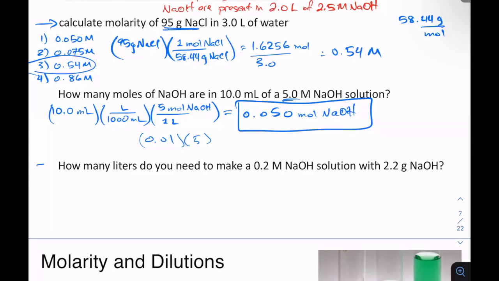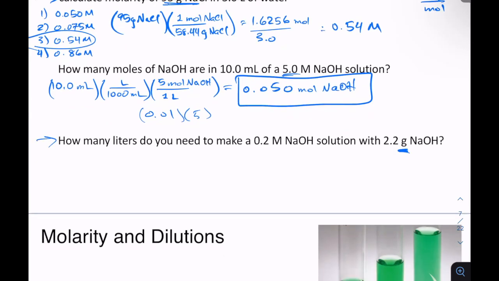How many liters do we need to make a 0.2 molar NaOH solution if we're given 2.2 grams? So now we've got grams. So we need to do the conversion from grams into moles. We know we're going to need the molar mass of sodium hydroxide. Sodium is 22.99, oxygen is 15.999, hydrogen is 1.008. That gives us 39.997.